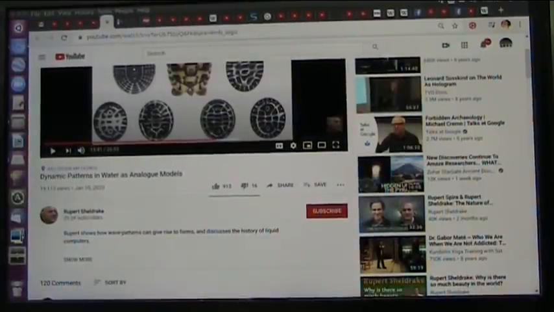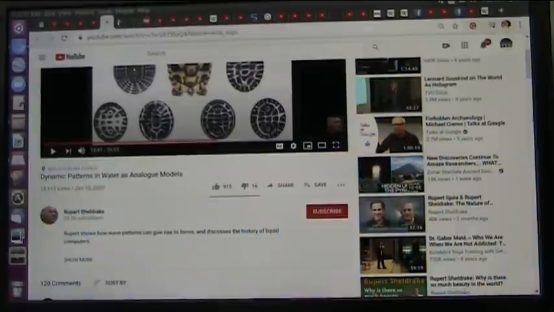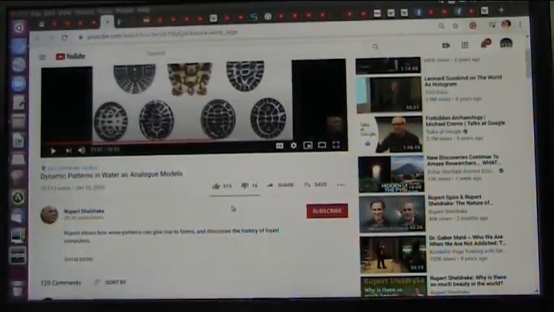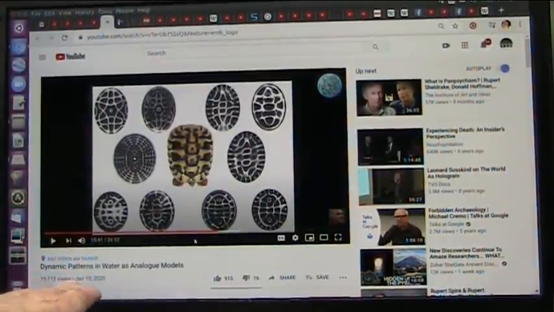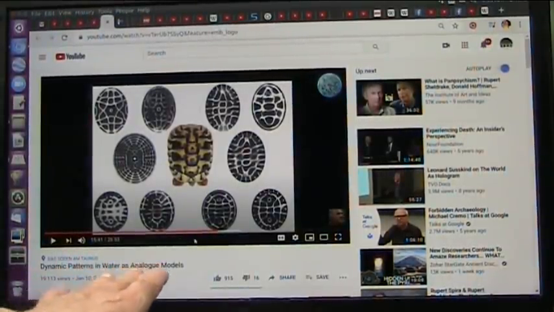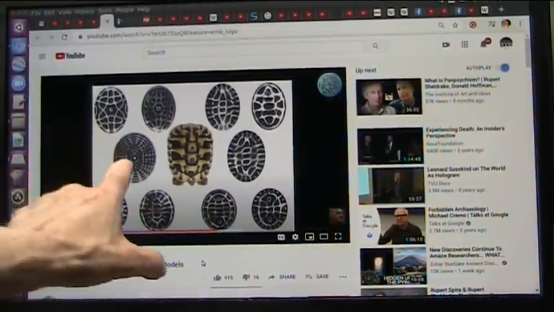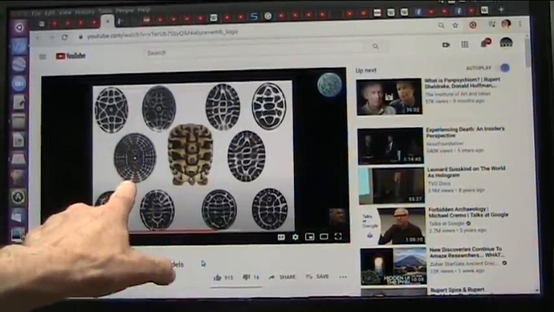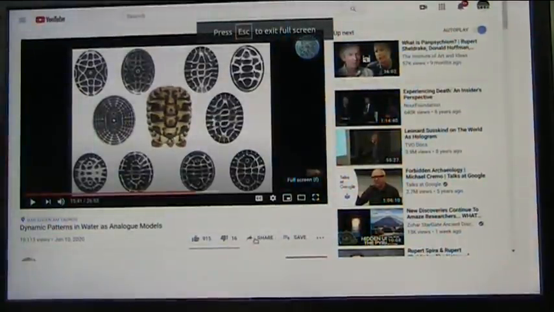Okay, as most people know, I do the light research with Rod Warren, and we're using his Venturi to actually see the particles. Now, this is Rupert Sheldrake, by the way, and this is a talk he did. You should watch this. Dynamic Patterns in Water as Analogous Models. Now, models of what? Of the nucleus of atoms. And you say, ooh, that's interesting. And I say, yes, it is.